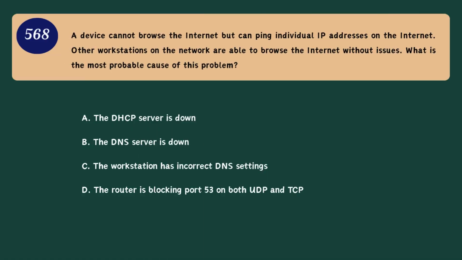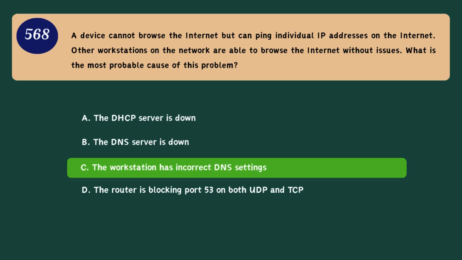Question 568. A device cannot browse the Internet, but can ping individual IP addresses on the Internet. Other workstations on the network are able to browse the Internet without issues. What is the most probable cause of this problem? A. The DHCP server is down. B. The DNS server is down. C. The workstation has incorrect DNS settings. D. The router is blocking port 53 on both UDP and TCP.